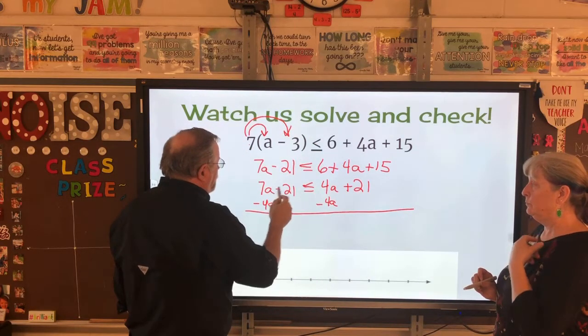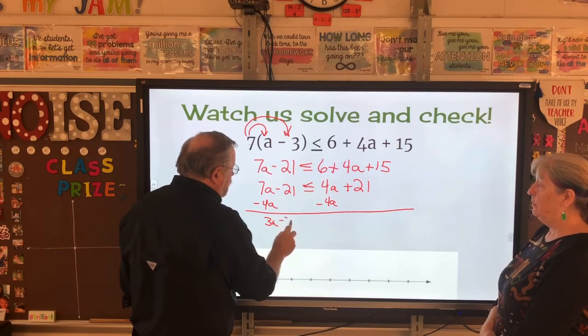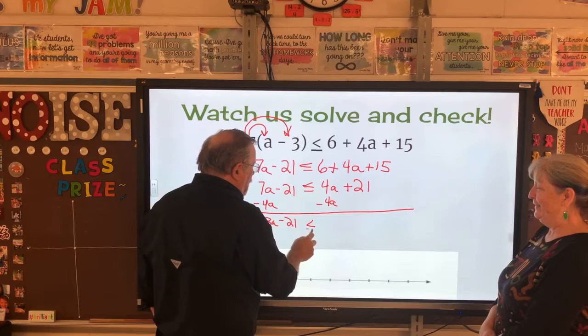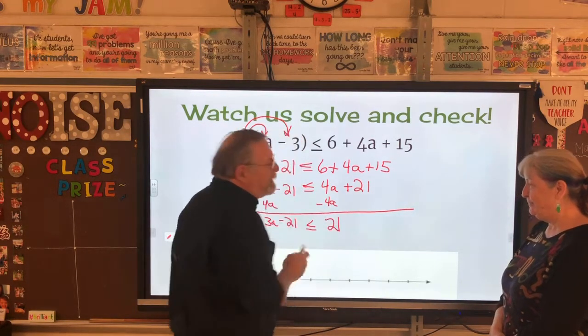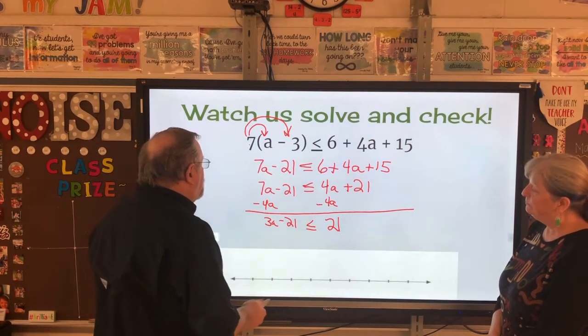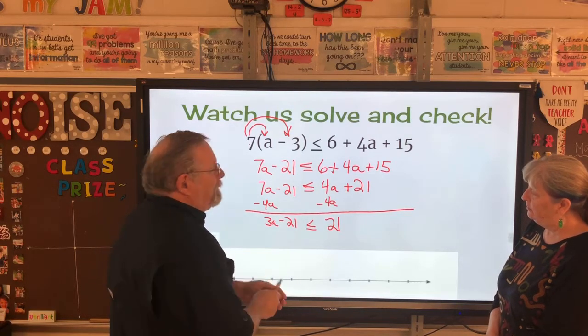Okay, so this leaves me 3a minus 21 is less than or equal to 21. Now, do I need to put the plus sign there? No, because it's positive 21.